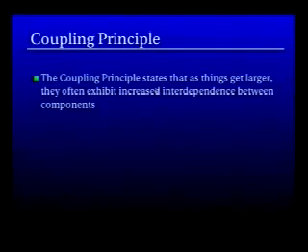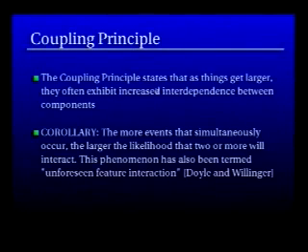So the other one that we were talking about is called coupling. This one's also when things get larger. One way of thinking of this is as things get larger, they exhibit increased interdependence, and this is kind of a physics thing. Why? Because the more events that simultaneously occur, if you think of everything as having a uniform probability distribution, the larger the likelihood that two or more would interact.